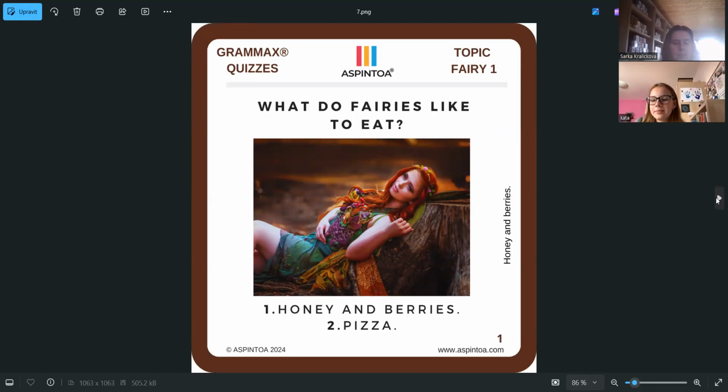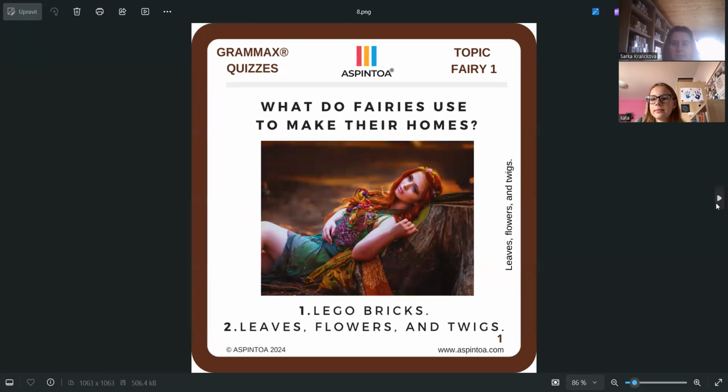Honey and berries or pizza? Or maybe both. They like to eat honey and berries. So fairies like to eat honey and berries. Okay. What do fairies use to make their homes?